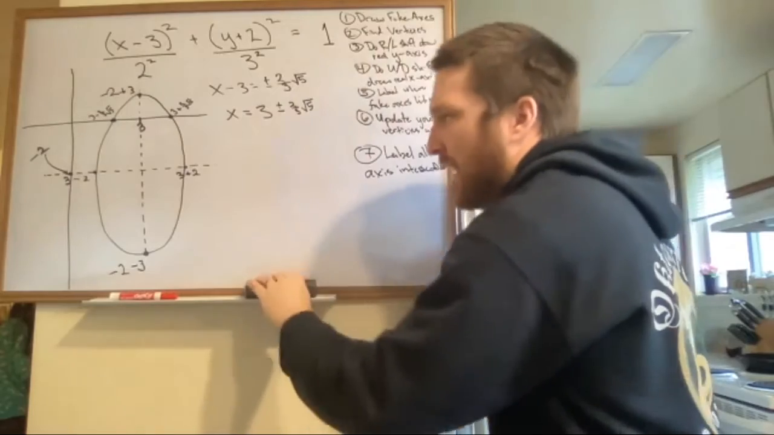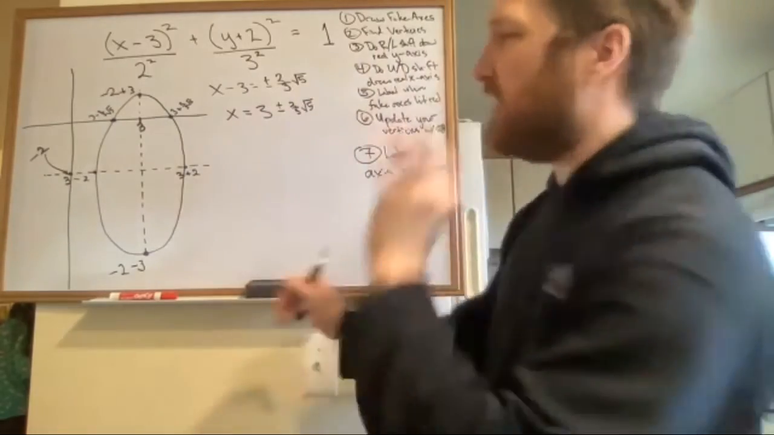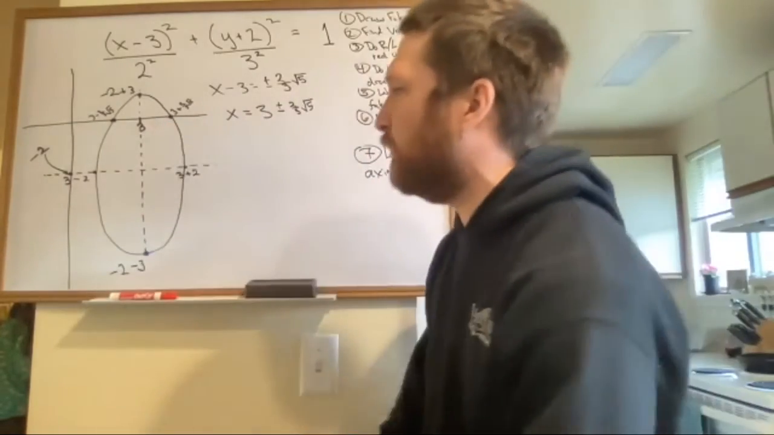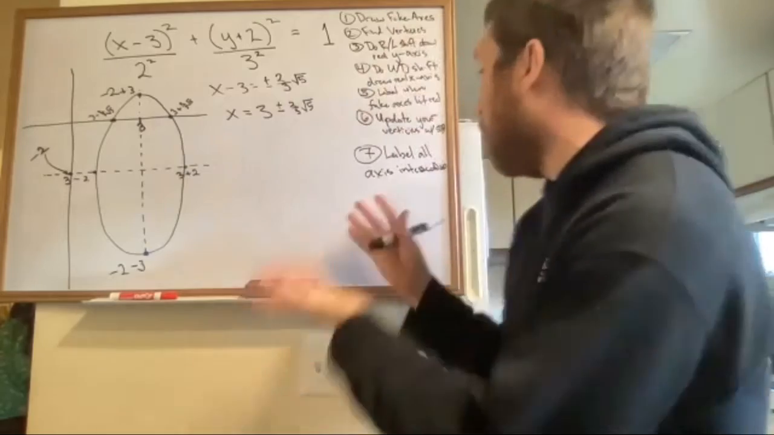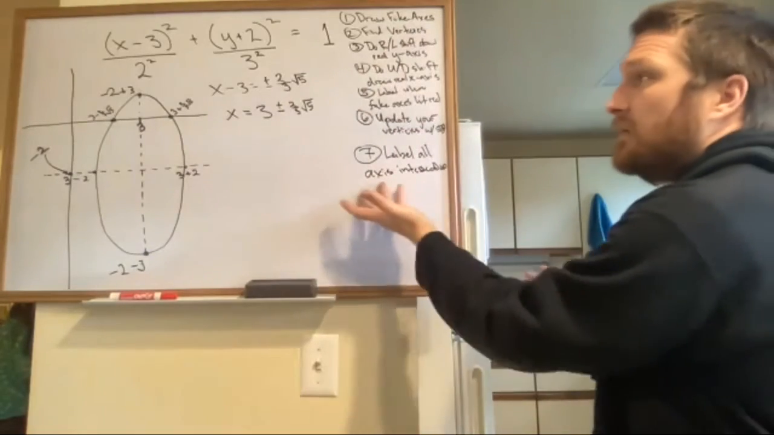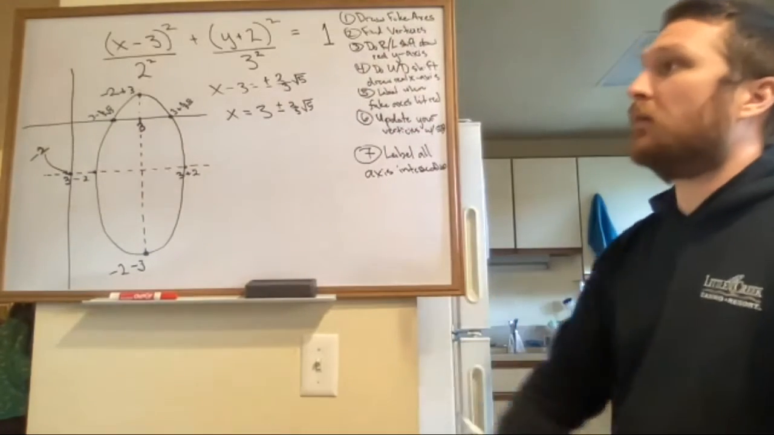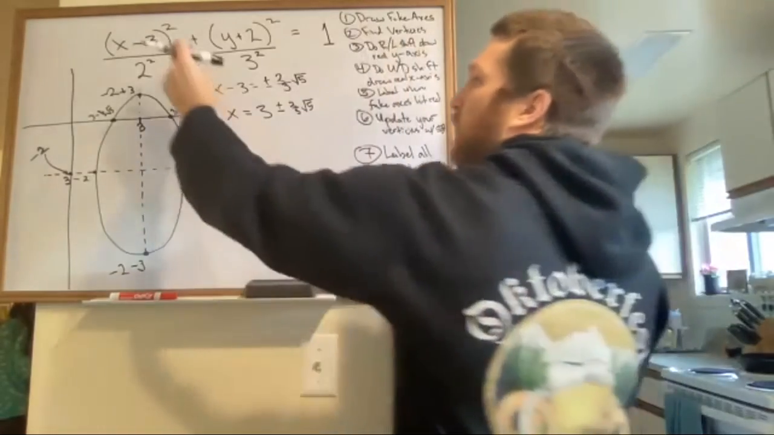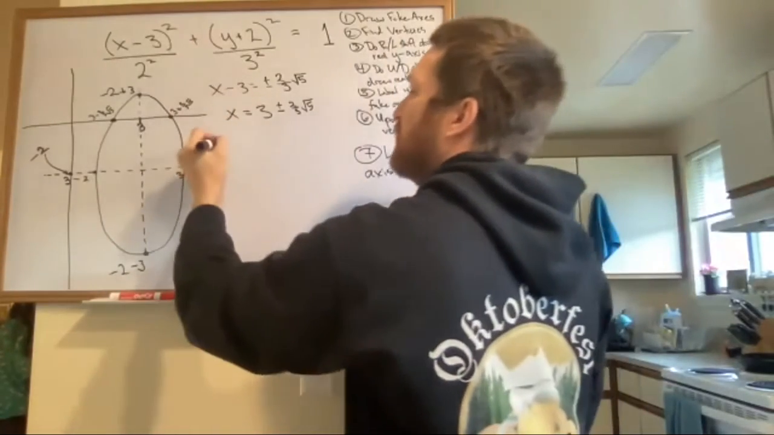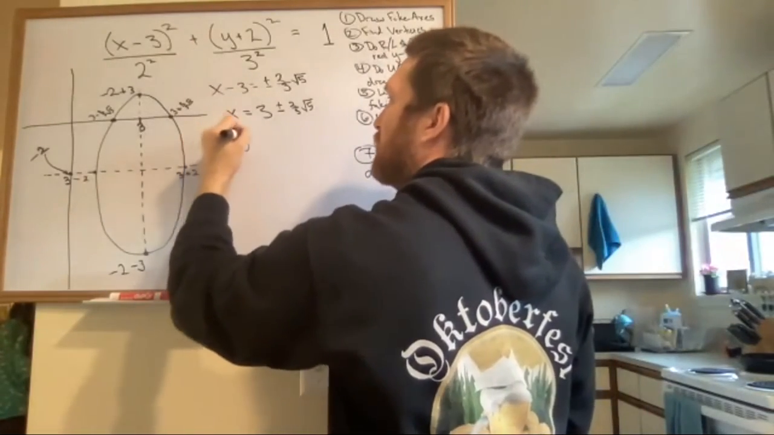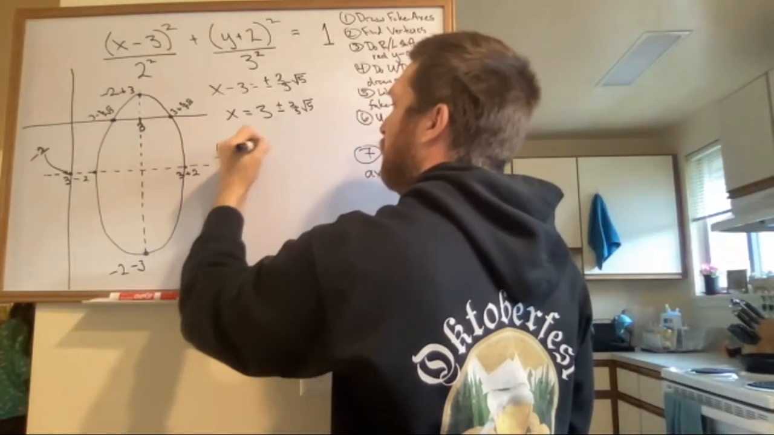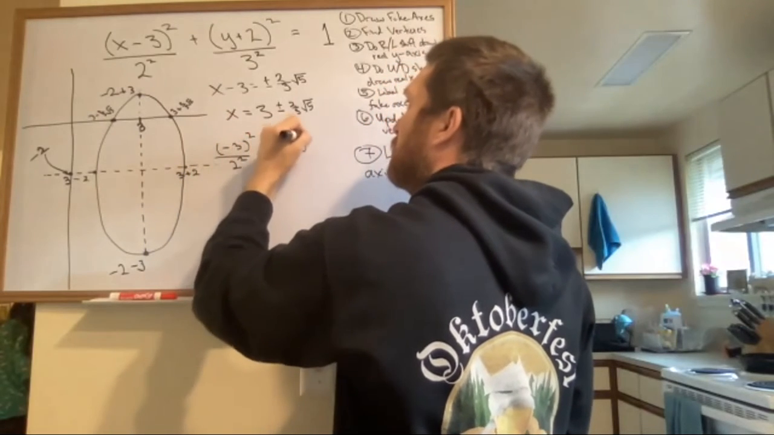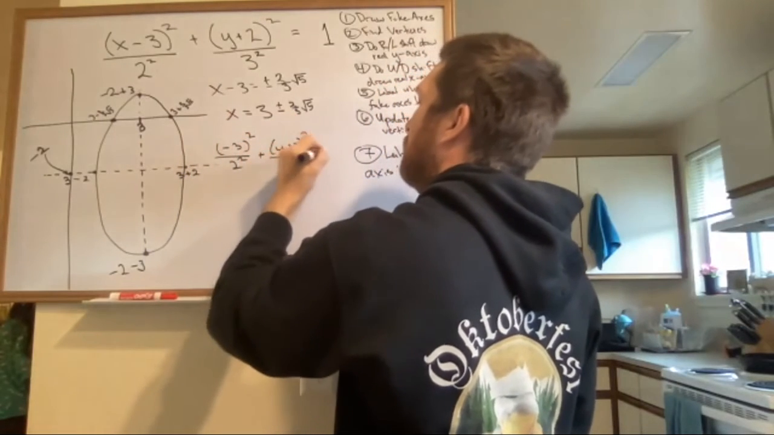Let's just say that you're just plugging and chugging and you're not really taking the bigger picture into play. And you go, oh, I got to find the y, label all axis intersections. So I had better find the y-intercepts as well. The y-intercepts occur where x is equal to 0. And so I get (-3)² over 2² plus (y + 2)² over 3² equals 1.